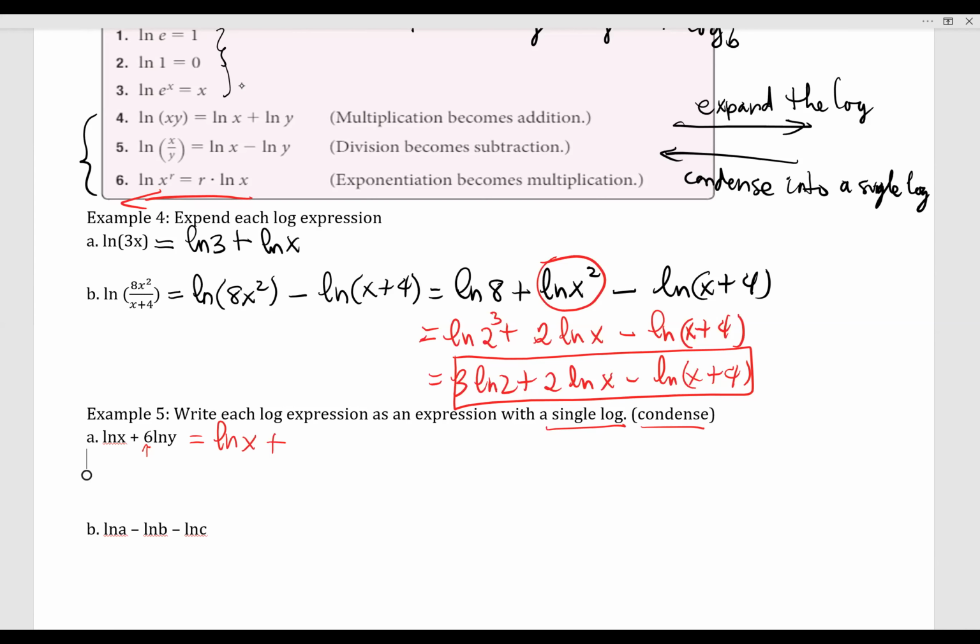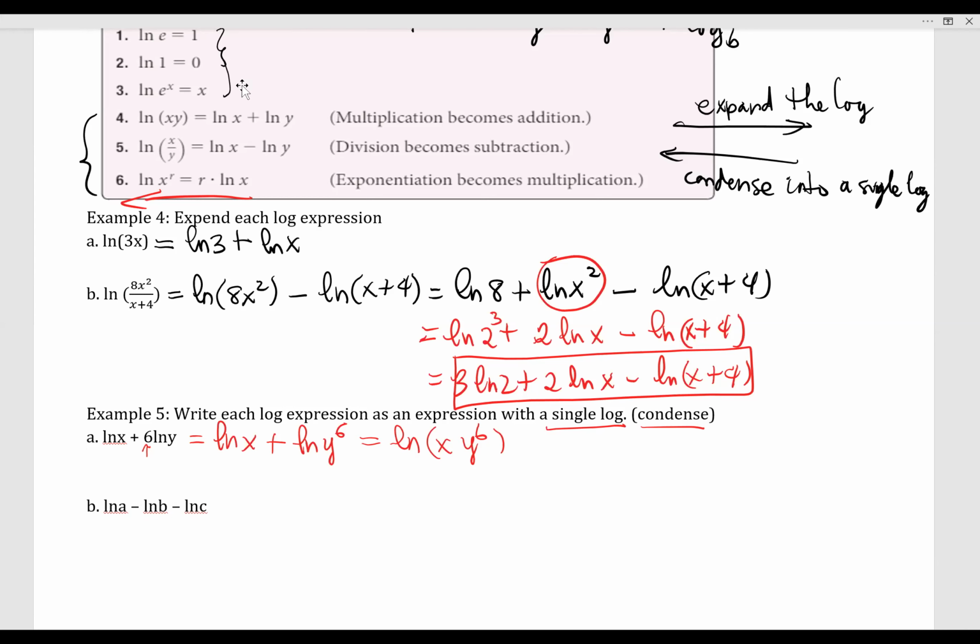The second term, I'm going to move the 6 to be the power of the y, which is ln y^6. Okay, so now it looks like I have addition between two ln. So now I will apply the product rule, and that's going to give me one single ln with one argument as x times y to the power 6. Okay, because it's addition, it becomes multiplication between the two arguments.